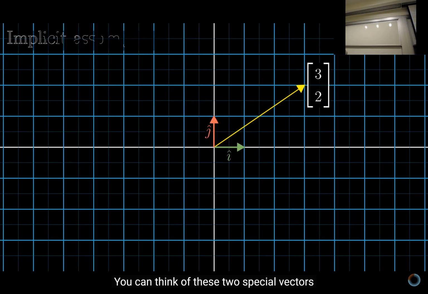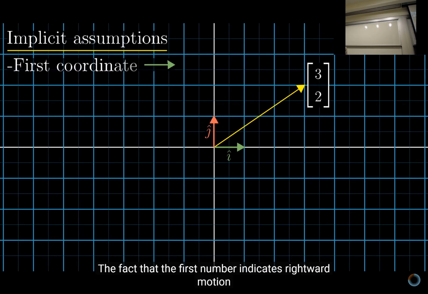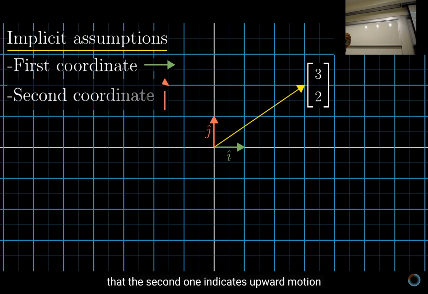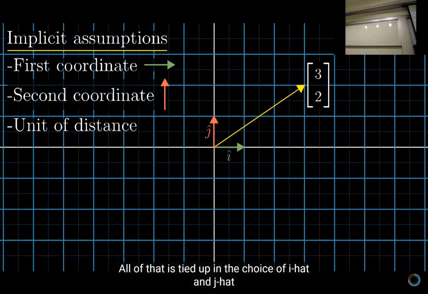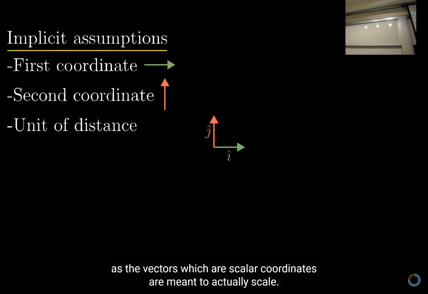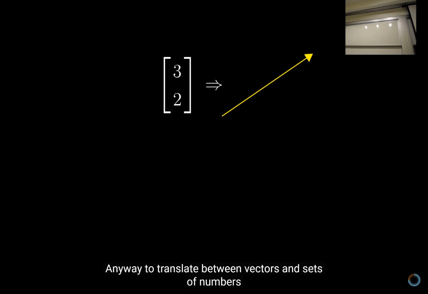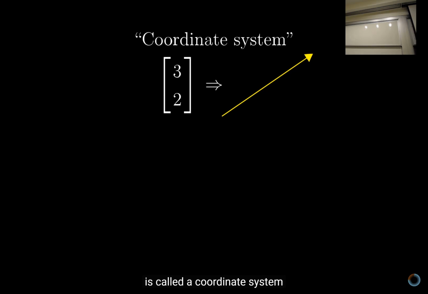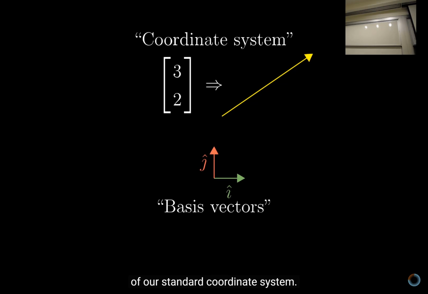You can think of these two special vectors as encapsulating all of the implicit assumptions of our coordinate system. The fact that the first number indicates rightward motion, that the second one indicates upward motion, exactly how far a unit of distance is, all of that is tied up in the choice of i hat and j hat as the vectors which our scalar coordinates are meant to actually scale. Any way to translate between vectors and sets of numbers is called a coordinate system, and the two special vectors, i hat and j hat, are called the basis vectors of our standard coordinate system.